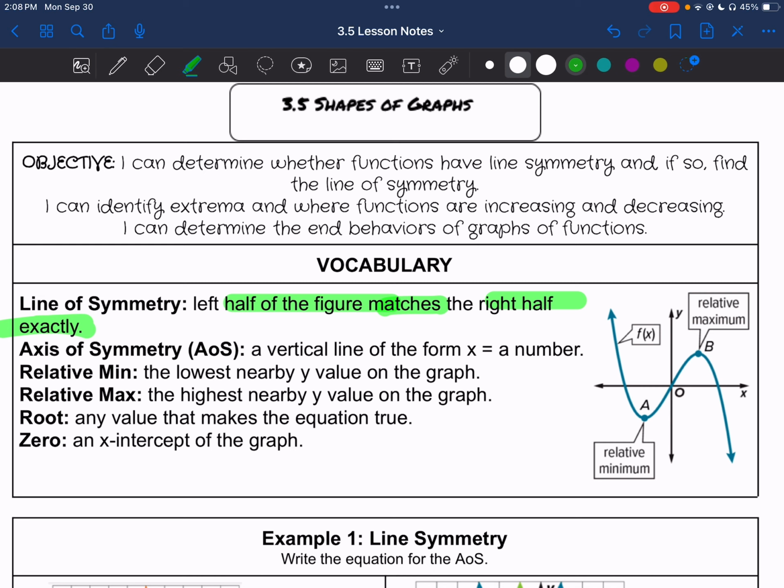A relative min is the lowest nearby y value on the graph, and a relative max is the highest nearby y value on the graph. A root is any value that makes an equation true, and a zero is an intercept of the graph.